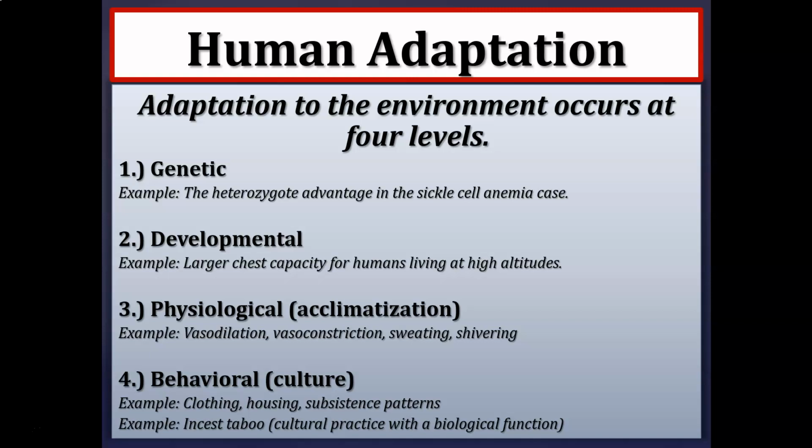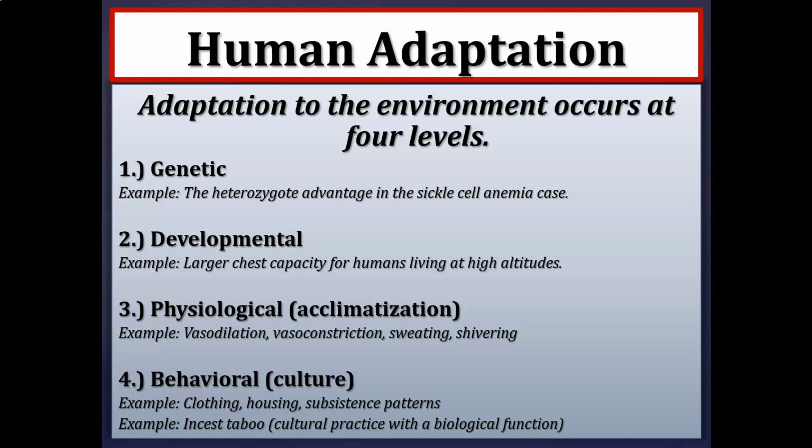The second level of human adaptation would be developmental adaptations. So just like it sounds, developmental adaptations would happen during the developmental phases, so either during the prenatal or the postnatal. So some good examples of this: human populations, children that are born at higher altitude, by adulthood tend to have larger lung capacity and lung volume. And this allows them to be able to take in more oxygen in these hypoxic conditions. A hypoxic condition is a condition with lower oxygen content. So larger chest capacity for humans that are born at high altitude, that would be a developmental adaptation.